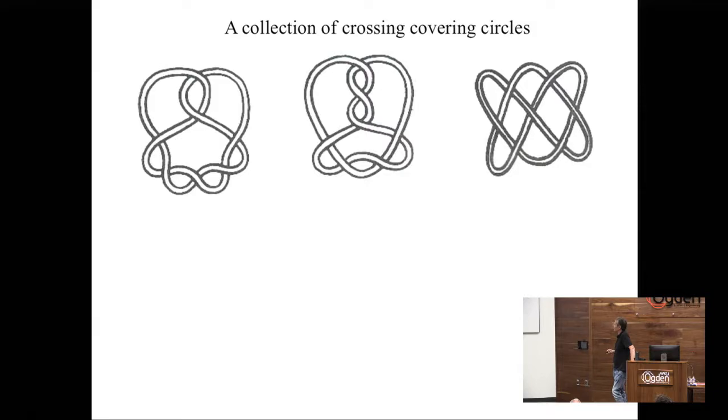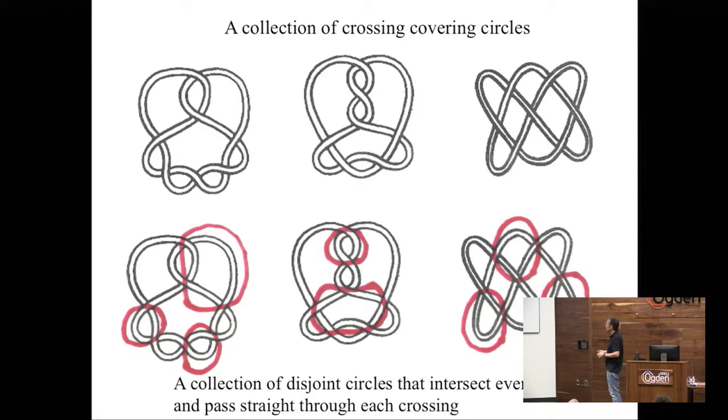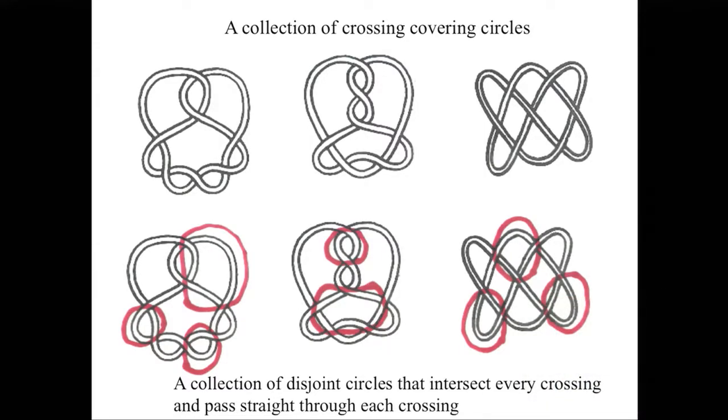There's a lot of C's in that, and I will mess it up eventually when I try to say it 3 times fast. But it's a collection of crossing covering circles. What this is: you take a projection of a knot, and you're looking for a set of circles that are disjoint, that bisect each of the crossings. So every crossing is covered by one of these circles, and that circle has to pass straight through the crossing.